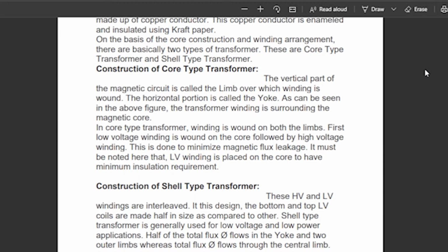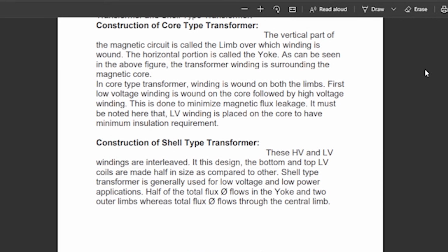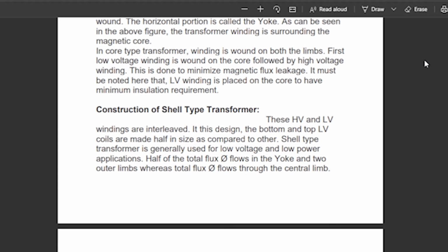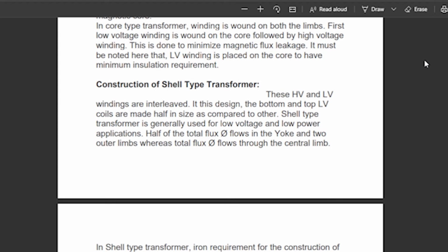Now, construction of core type transformer. The vertical part of the magnetic circuit is called the limb, over which winding is wound. The horizontal portion is called the yoke. The transformer winding is surrounding the magnetic core. In core type transformer, winding is wound on both the limbs. First, low voltage winding is wound on the core followed by high voltage winding. This is done to minimize magnetic flux leakage. It must be noted here that LV winding is placed next to the core to have minimum insulation requirement.